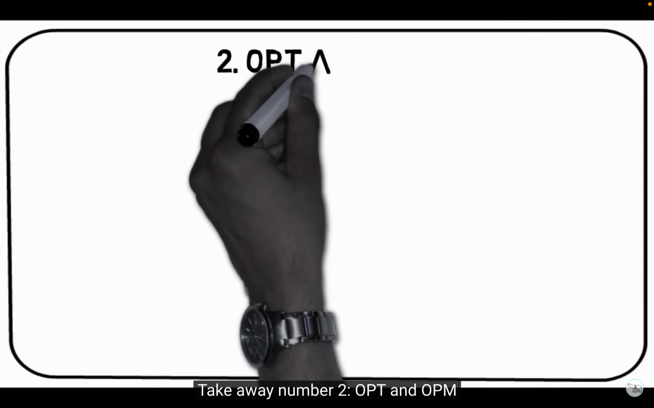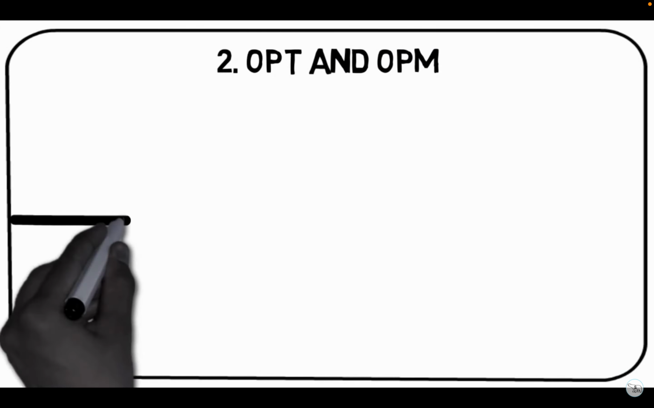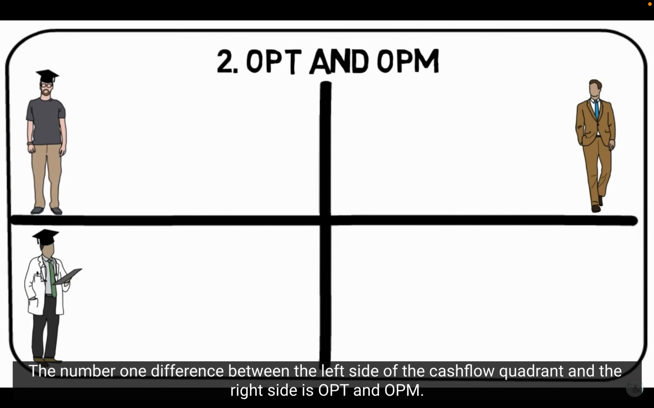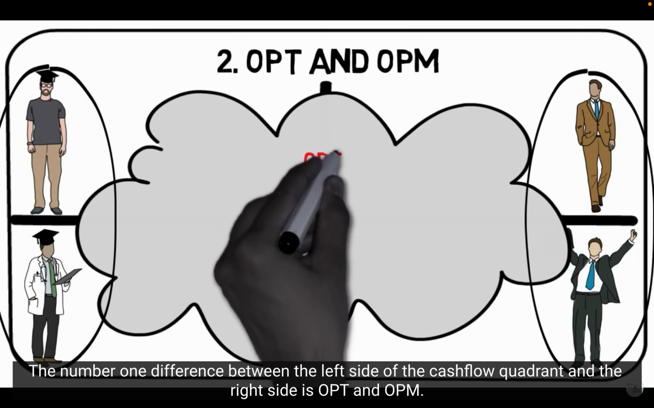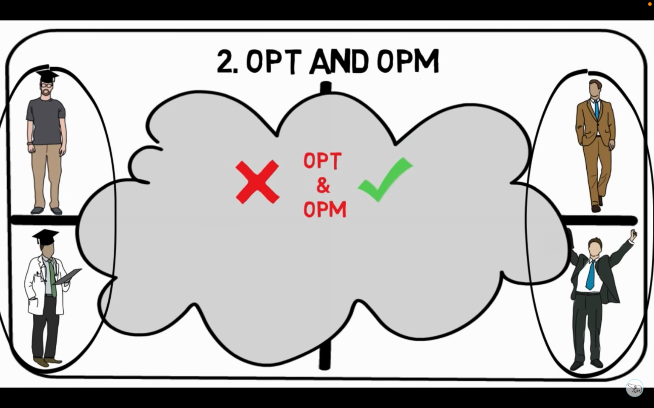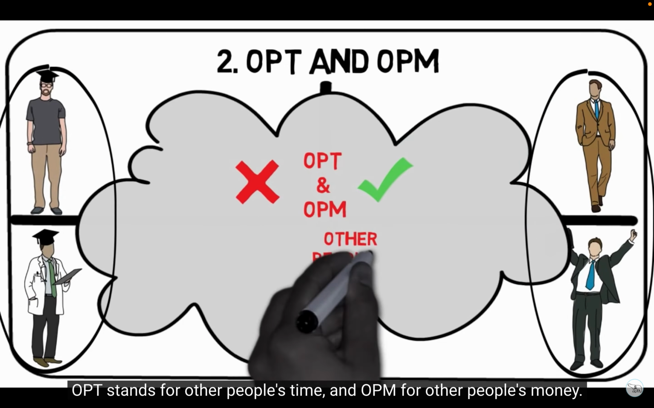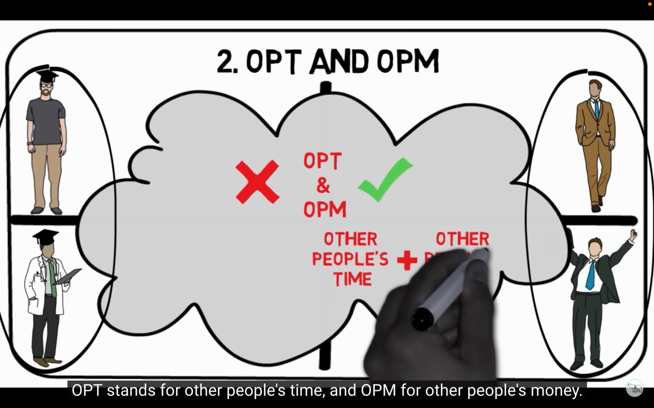Takeaway number 2, OPT and OPM. The number 1 difference between the left side of the cash flow quadrant and the right side is OPT and OPM. OPT stands for other people's time and OPM for other people's money.